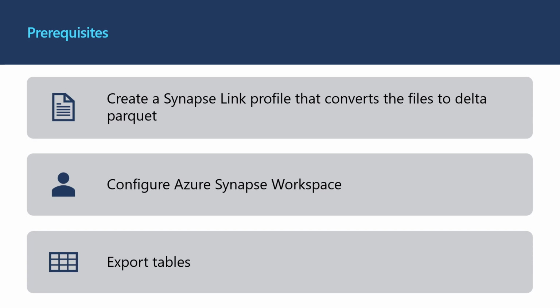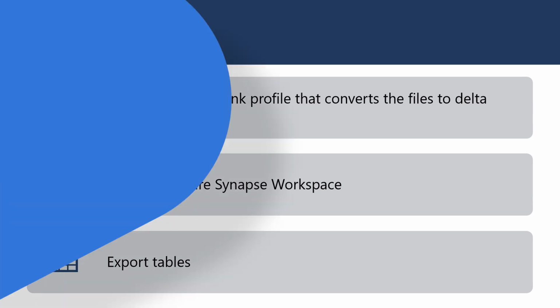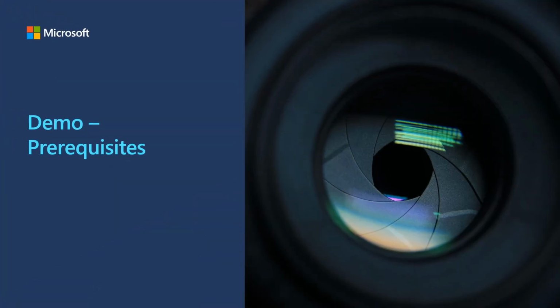For the demo, we are assuming that you have already created your Synapse Link profile that is leveraging a Spark pool within an Azure Synapse workspace to convert the exported files to Delta Parquet, and that you have already started exporting these tables and getting them converted into that Delta Parquet format. In this first demo, we're going to take a look at how you can quickly validate the prerequisites.